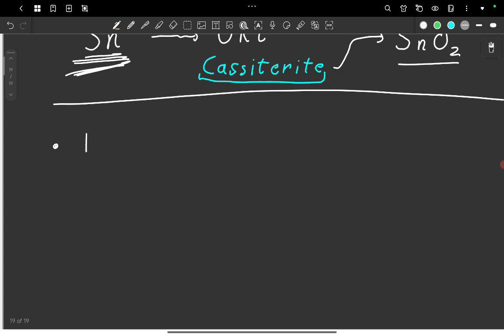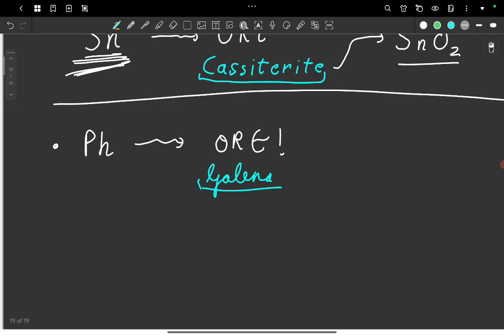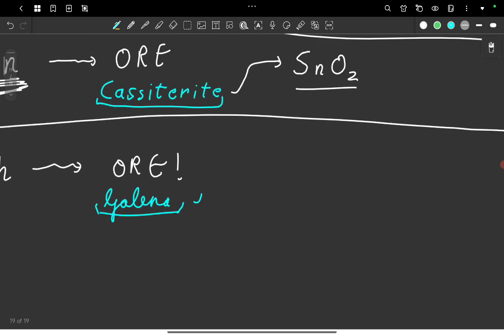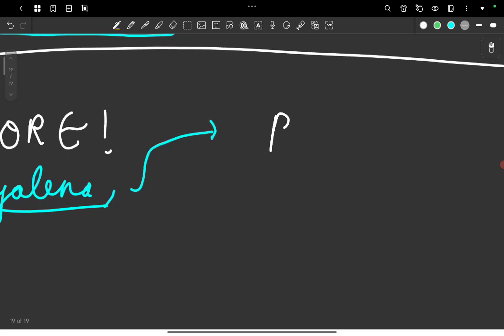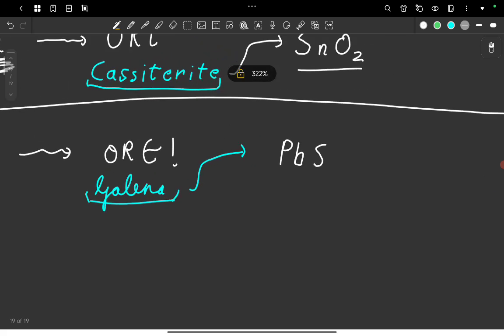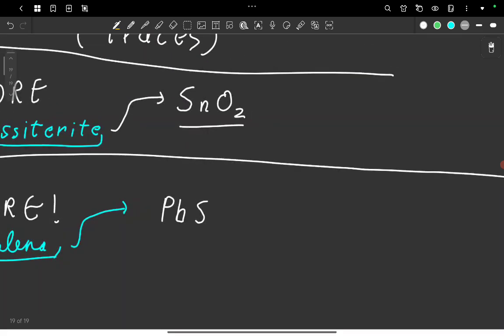Now there's lead. Lead is obtained in the same way from its ore, and its ore is called galena. Galena. I love this name as well. It's fancy. Galena. It's fun to say. But yeah, here it is. Formula is PbS. Now I want you to note something interesting.